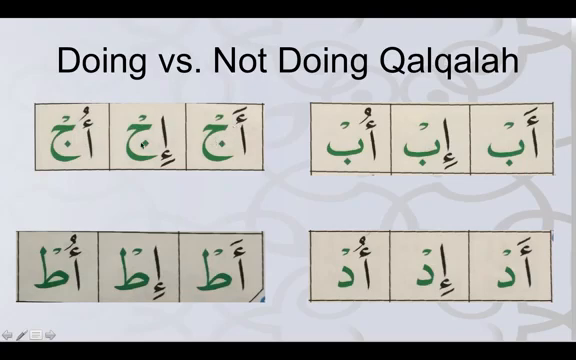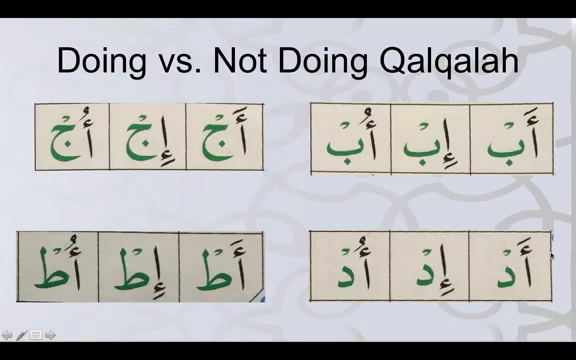One more time. Correctly first and then incorrectly. Correct first. Aj, ij, uj. Now incorrect. Ad, id, ud. So correctly. Aj, ij, uj. Incorrectly. Ad, id, ud. That's that slight bounce, that differentiation on how I'm pronouncing the Jim. That echo on the Jim is called the Qalqalah.